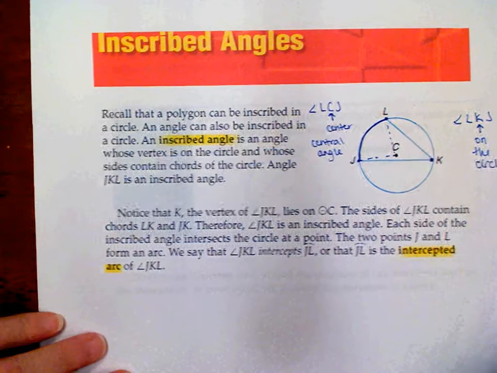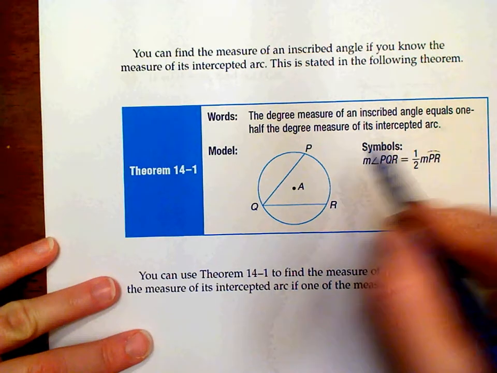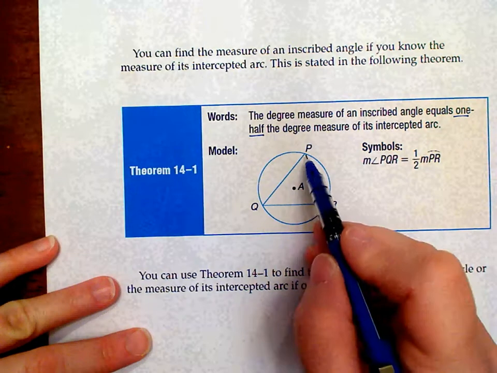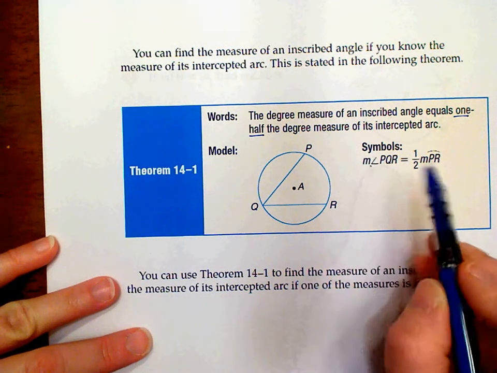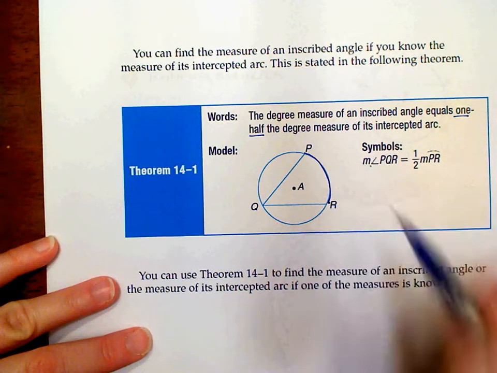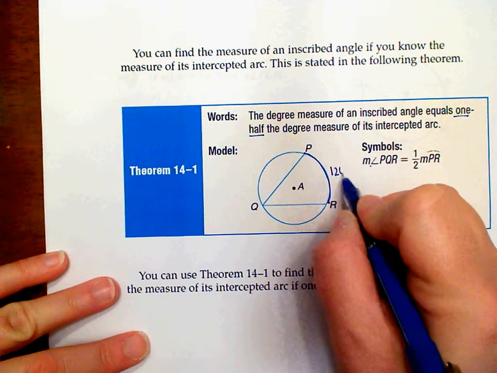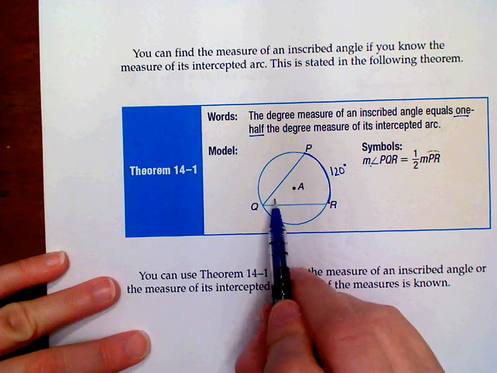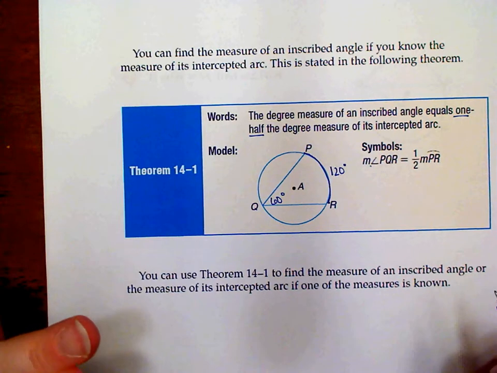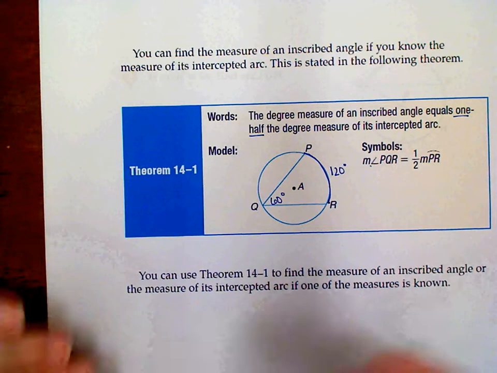And here it is. The degree measure of an inscribed angle is 1/2 of the arc that it intercepts. So angle PQR has a degree measure that is half the degree measure of the arc it forms, which is from point P to point R. So for example, if from point P to point R is 120 degrees, then the inscribed angle is half of that. It's 60 degrees. Those are two relationships you need to keep separate. Central angles are equal to the arc, and inscribed angles are half of the arc.